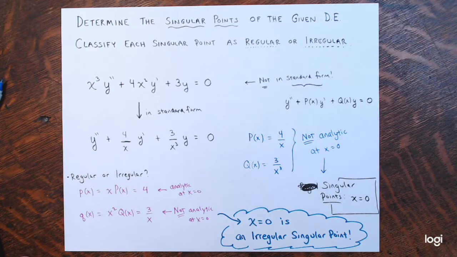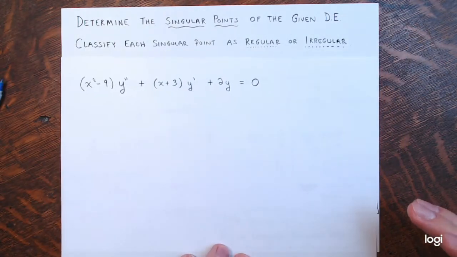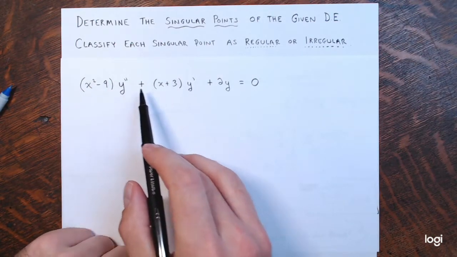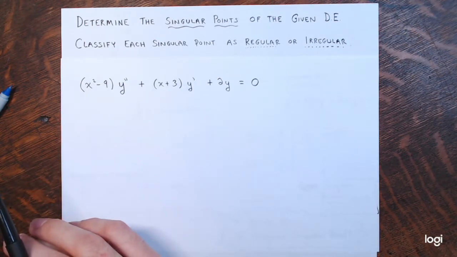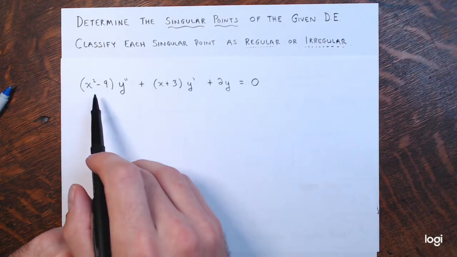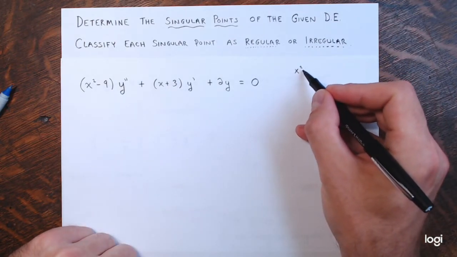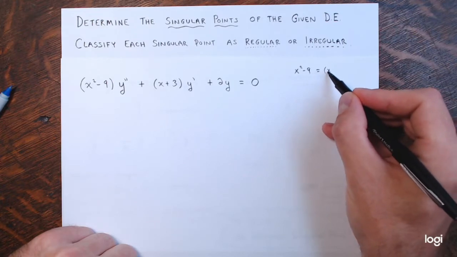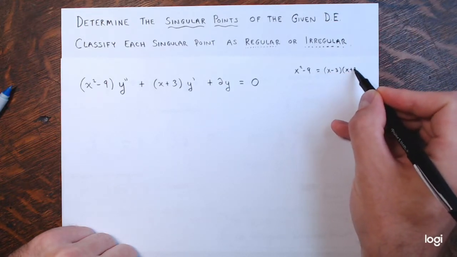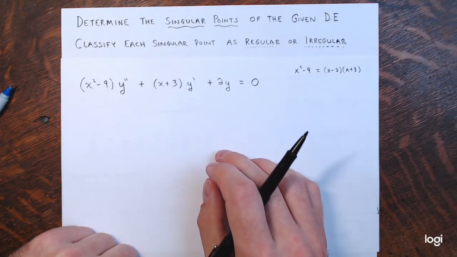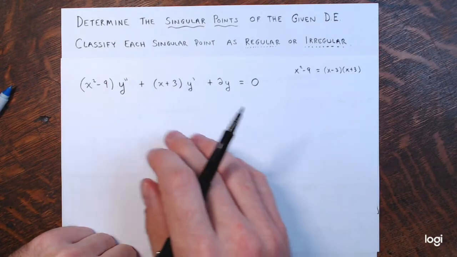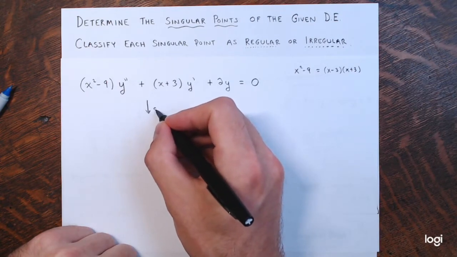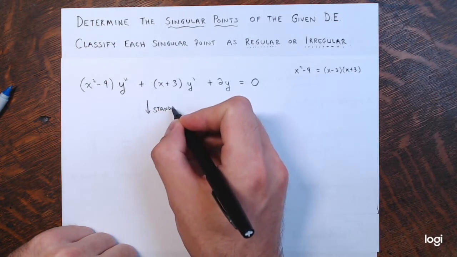Okay, so next example, same instructions. Again, this is another second order linear homogeneous differential equation. This one again does not start in standard form. Now x squared minus 9, that lead coefficient, factors to x minus 3 times x plus 3. So I'm going to divide through by that, and also simplify the coefficients, so I get this into the standard form first so that we can identify our singular points.